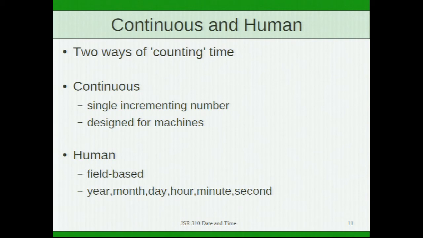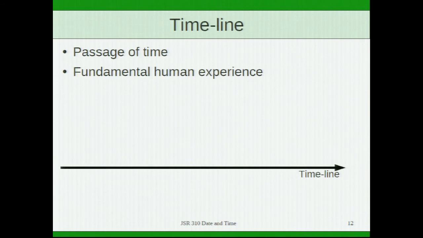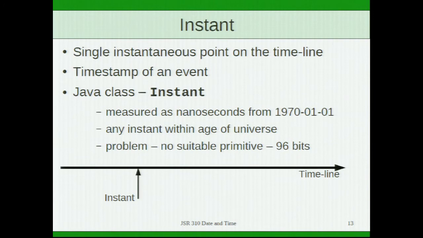The timeline itself is just a fundamental part of human experience. There's no particular class to represent that in the API. But the first class we do have is Instant. An Instant is just an instantaneous point on that timeline. So you've got a timestamp of an event, kind of equivalent to what you might use Java util Date for, just to represent a point in time with no ability to get hold of years, months, days out of it. You can convert it to other classes to get the years, months, days out, but you can't get them out directly. We're measuring it using nanoseconds.